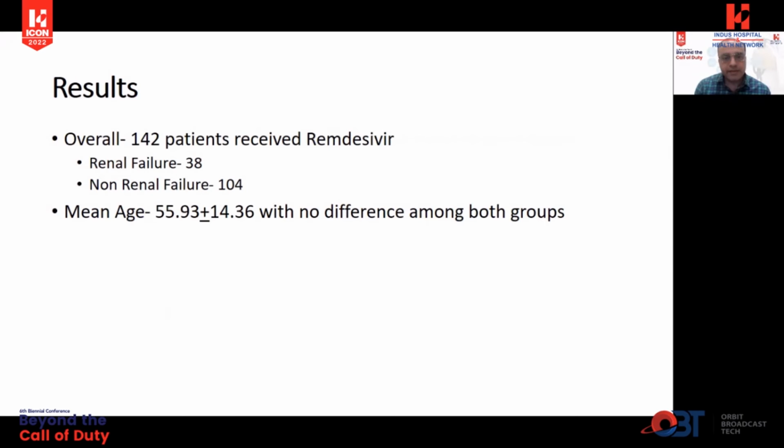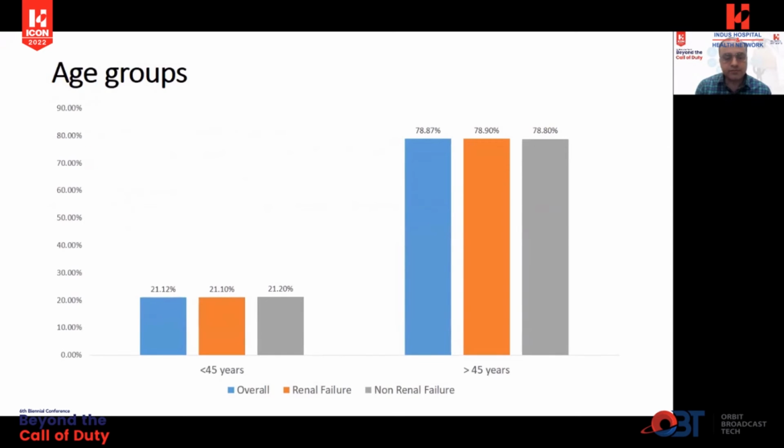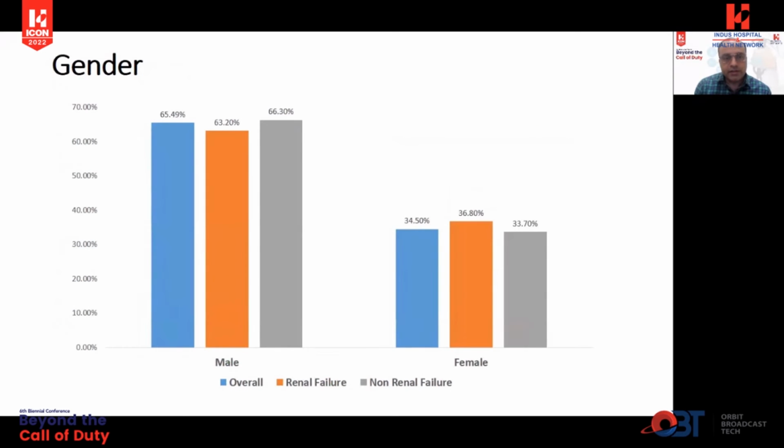Mean age was 55.93, and no difference was observed between the two groups. But in both groups, the patients were elderly, more than 45 years of age, as compared to younger patients. There was no significant difference regarding gender. Males were 63.2% in the renal failure group versus 66% in the non-renal failure group.